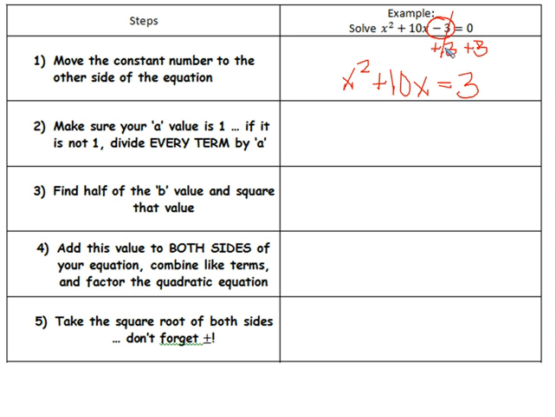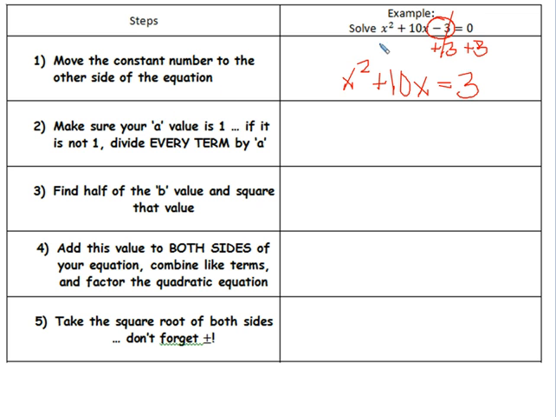We just want to move the number all by itself to the other side. Step number 2 is a pretty big one. Most of the ones that we're going to do not need this step, but I do want to go over some that actually require it. So step number 2, it says make sure your a value is 1. If it is not 1, we got to divide every term by a.